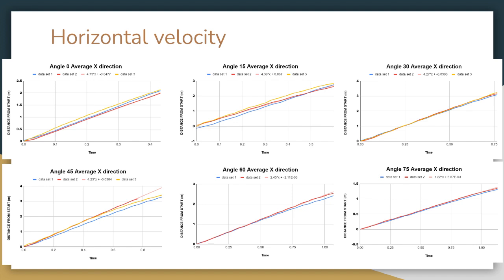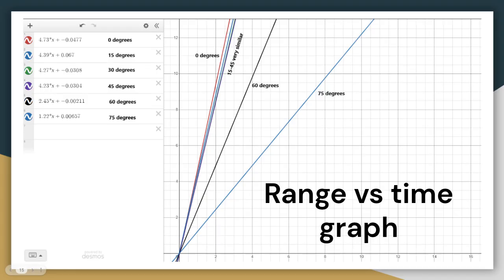Now, it is to be noticed that even though the range and time are proportional for each angle because the relationship is linear, the rate at which range increases with time differs because the horizontal velocity is different for each launch angle. The gradient of the range versus time graphs represents the rate at which range changes with respect to time.